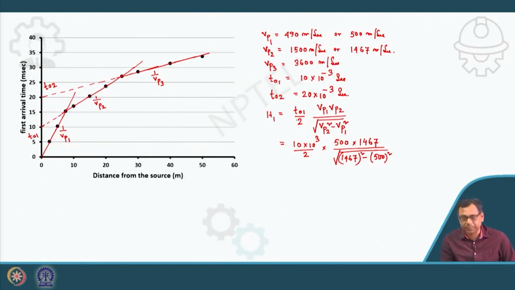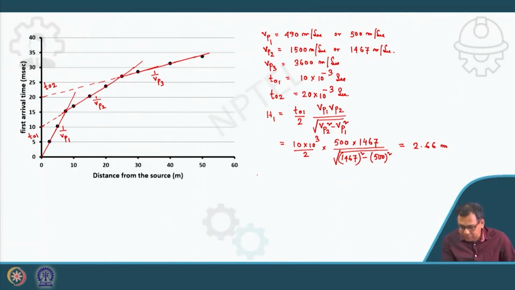I have to get the H1. But remember that I am using the time intercept method, but you can use the critical distance concept also. Anyone is okay to determine the thickness of the different layers. So I will get this value H1 is equal to 2.66 meter. So thickness of the first layer is 2.66 meter and velocity of the first layer is 500 meter per second.